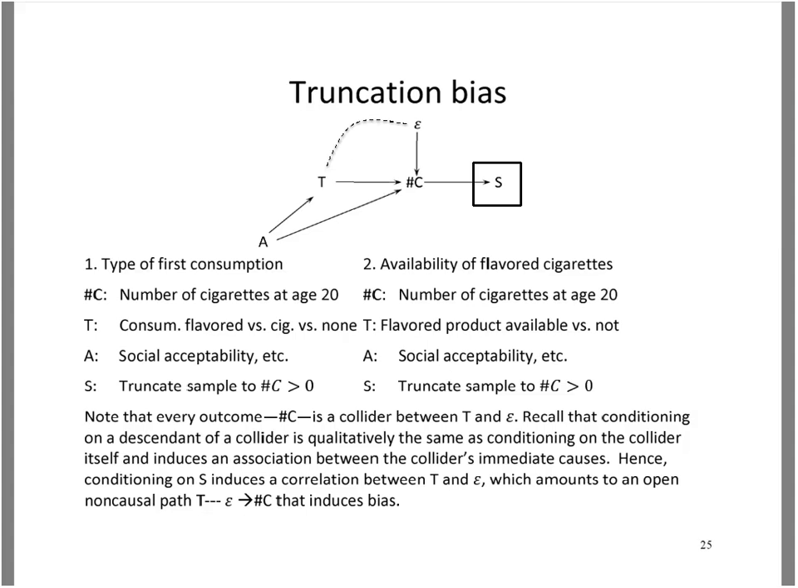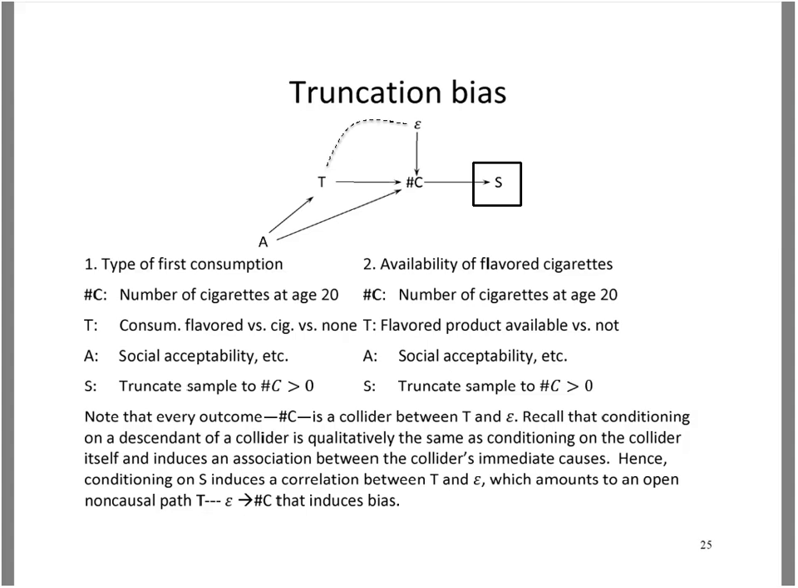Now, this association will amount to the creation of a new path, such that conditional on sample truncation, we now have a new non-causal path from treatment via the error term to the outcome, such that the association between the use of flavored tobacco products and smoking at age 20 will not have causal interpretation if we only look among active smokers at age 20.